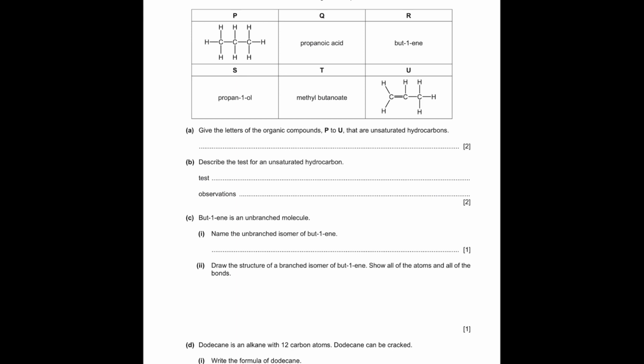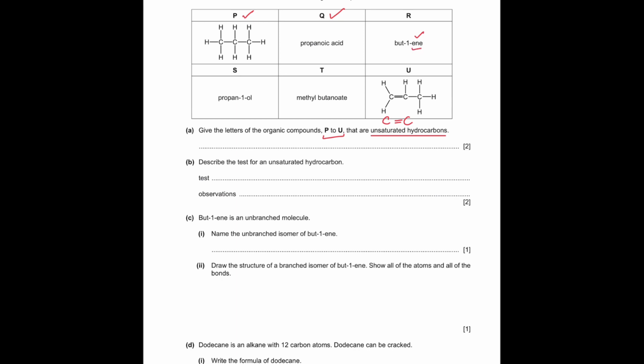So in this question, he's basically asking about substances P, Q, R, S, T, U. Give the letter of organic compounds P to U that belong to unsaturated hydrocarbons. You know that unsaturated hydrocarbons mean carbon-carbon double bond, and saturated hydrocarbons mean carbon-carbon single bond. So look at this carbon-carbon double bond. So here is a carbon-carbon double bond.